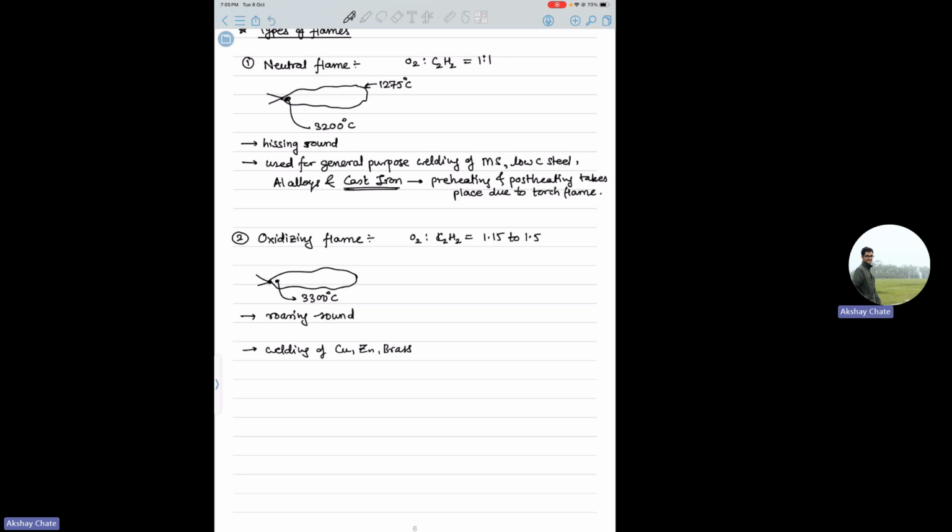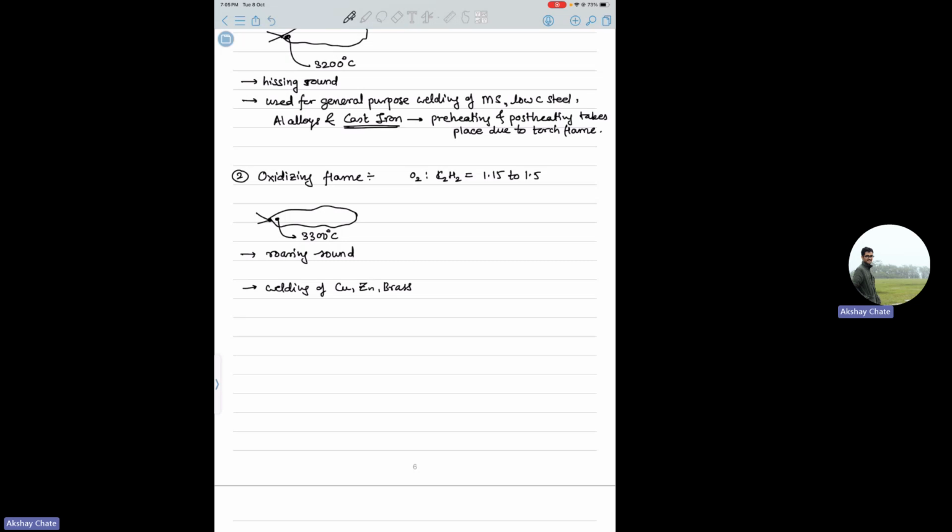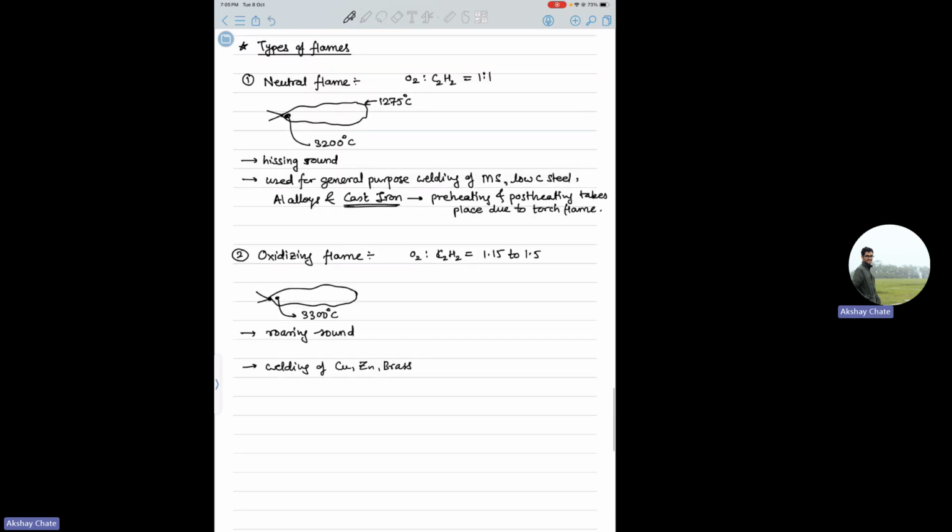And then you have the third category of flame, which is called the carburizing flame. Basically, in all these flames, this 3200, 3300 region is where your primary reaction takes place, and then towards the outer side you get the secondary reaction. That's where you use atmospheric oxygen, that 60% from the atmosphere. Okay.